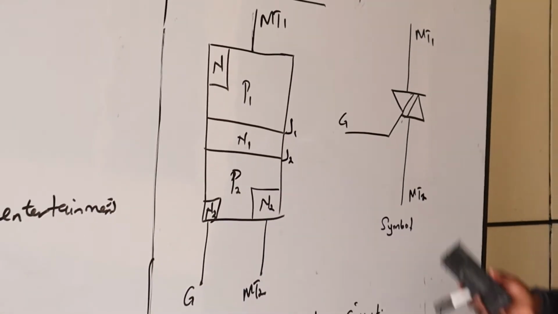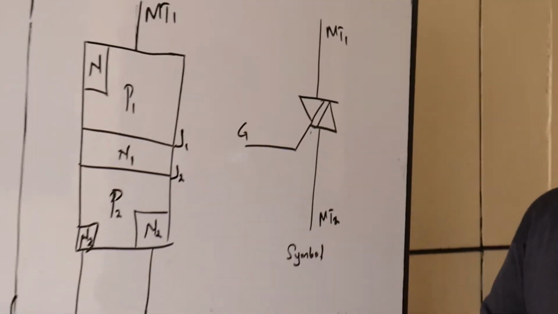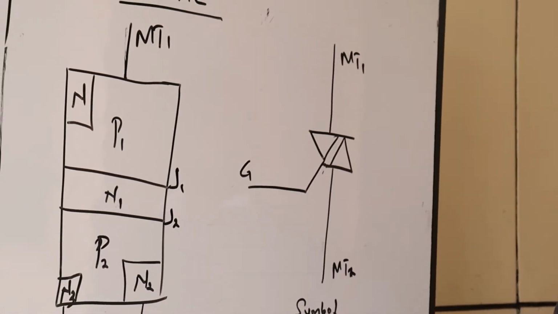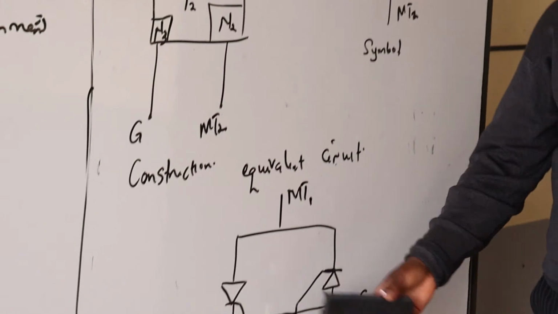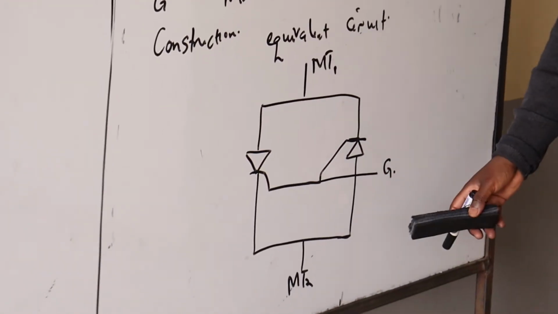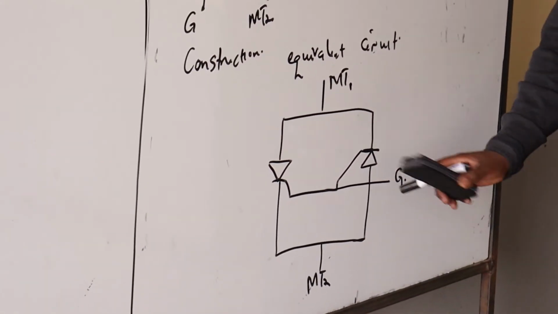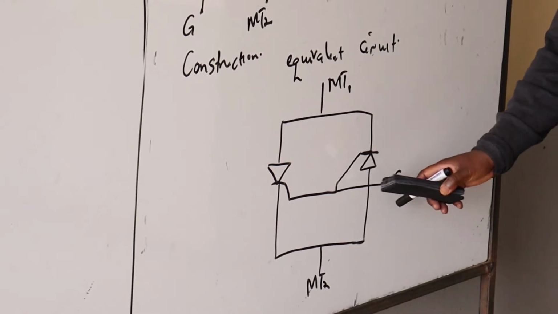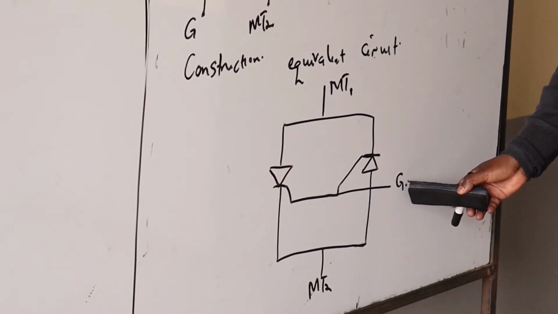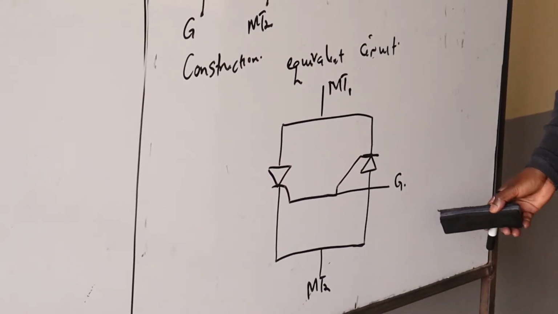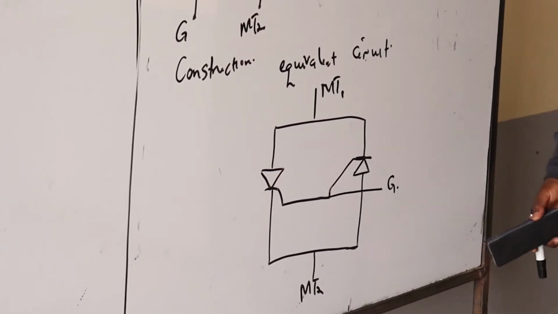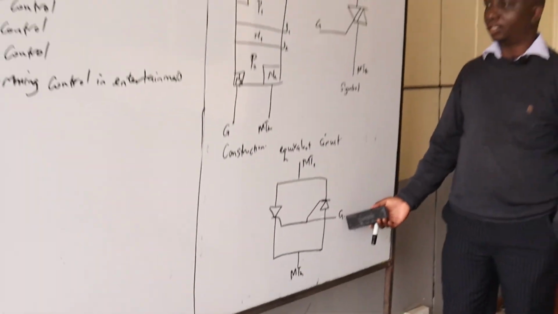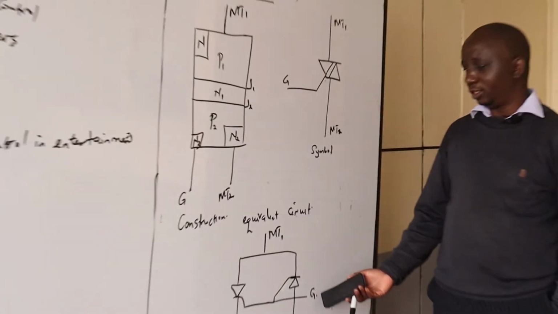When you look at the symbol, it looks like this. It appears to be an SCR that's connected back to back, with MT1 and MT2 terminals remaining the same. The equivalent circuit also appears the same, but in this case we are going to realize the gate of the two SCRs that are connected back to back is projected on the outer end so that it can be easily explained. Once we have this, then it's very easy for us to understand how this thing operates.